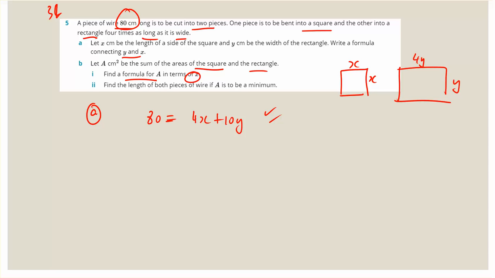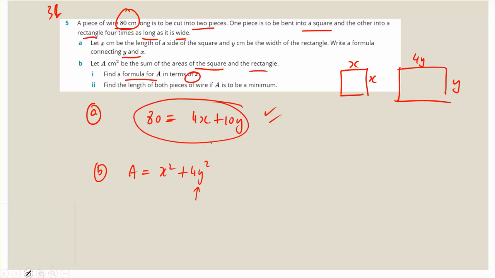Okay, so if I rearrange this, I can get rid of this y when I substitute. So what I mean is I can go 80 equals 4x plus 10y, so y equals 8 minus 4 over 10 x. I'm going to sub this into my equation in terms of one variable only, so that I can graph it, because otherwise if you have two variables you cannot graph the equation.